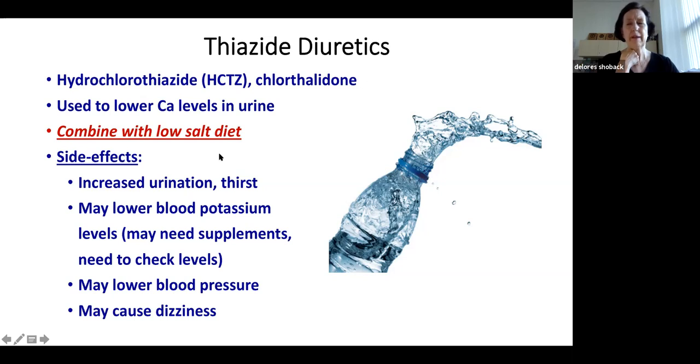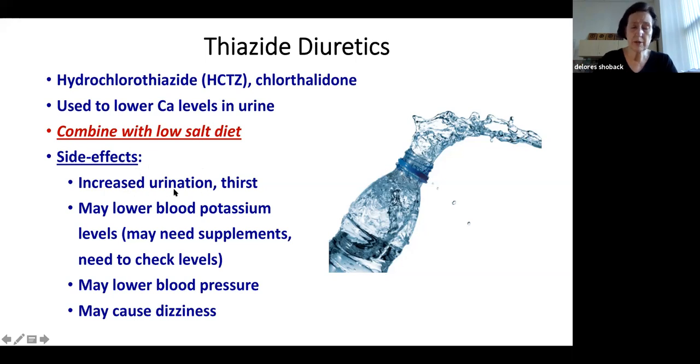So remember that if you have high calcium in the urine and your doctor wants to put you on a thiazide, ask to talk to a dietitian so you can go over the salt in your diet so you can get that low and this thiazide is going to work. What are some of the side effects? And this is why we don't give thiazides to everybody like they're candy.